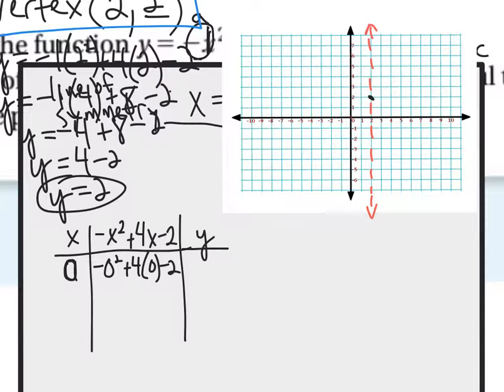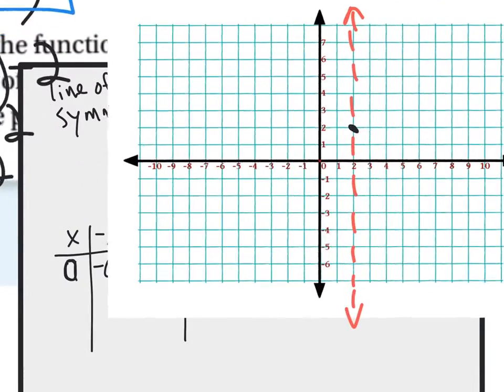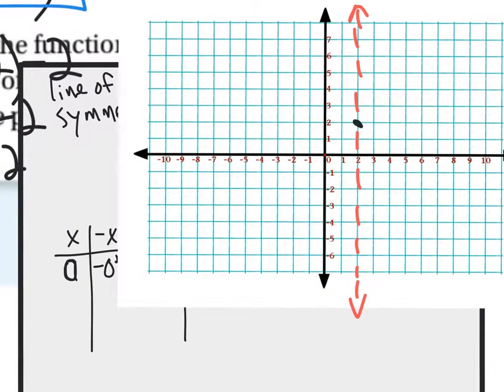Really, everything's going to fall out except our c value. We talked about yesterday that c value is going to be our y-intercept. So 0, negative 2 would be another point on the graph here.